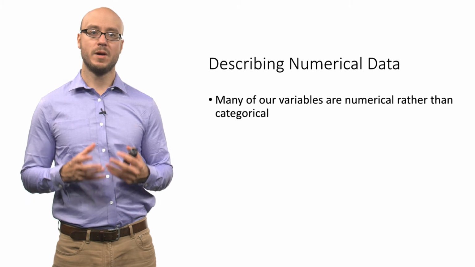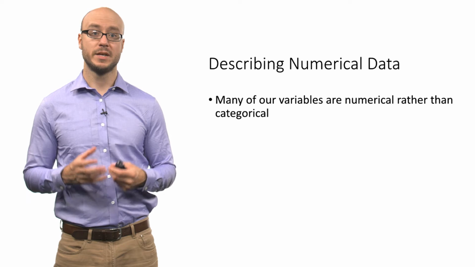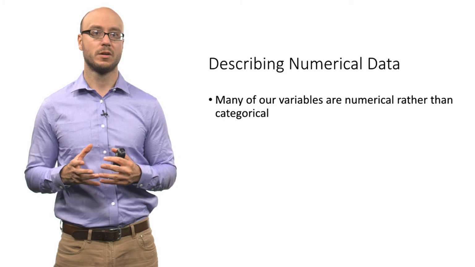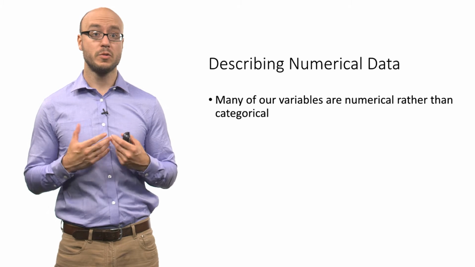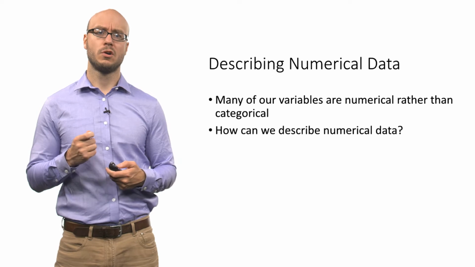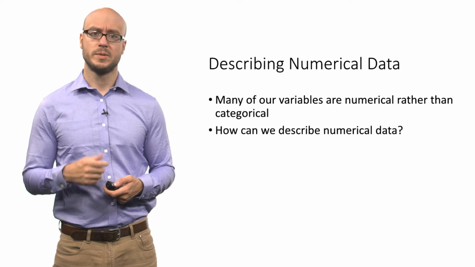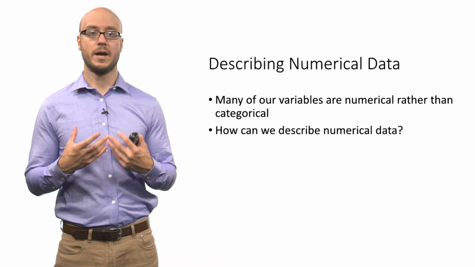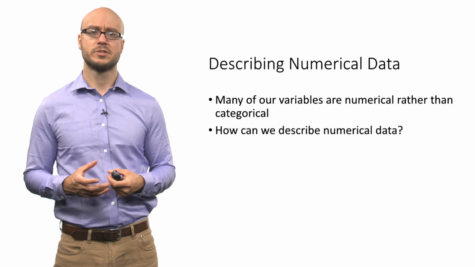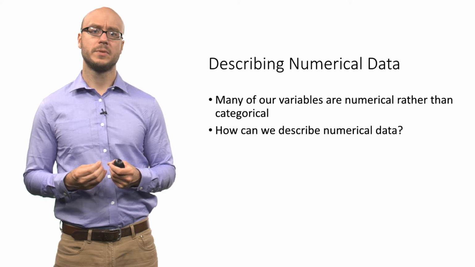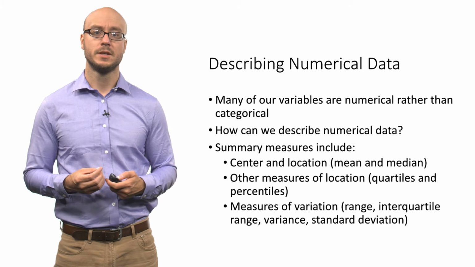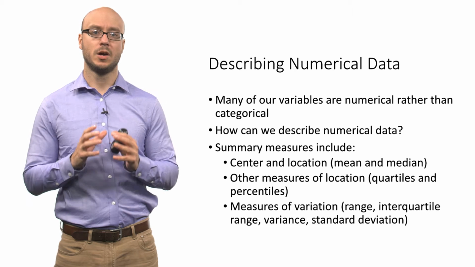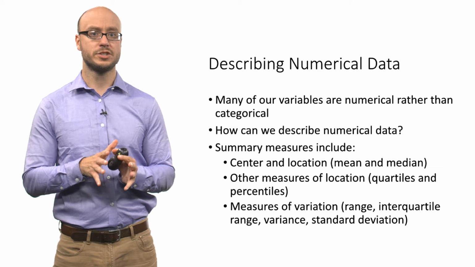So how do we describe this numerical data in this data set? Because in this data set, many of our variables are not categorical. We have a few categorical variables, like the gender variable, but a lot of the columns are numerical, especially these ranking variables. So how can we describe numerical data? Because last week we talked about categorical data, so we know how to create tables and we know how to create bar graphs and pie charts, but numerical data is a little bit different because it can take on many different values.